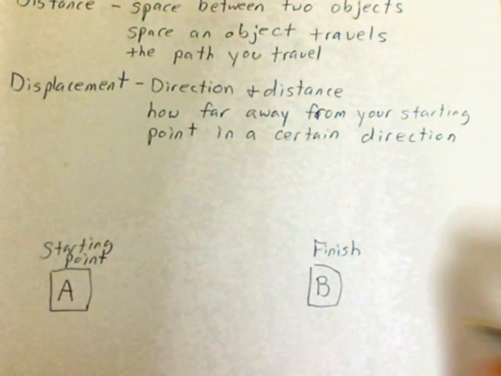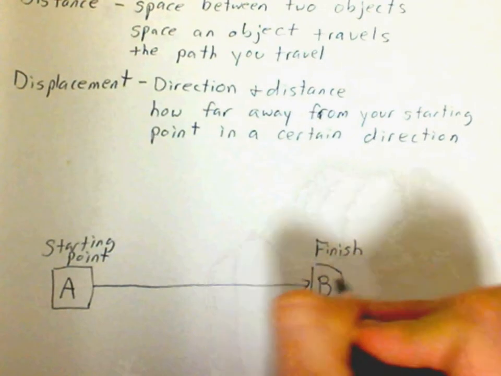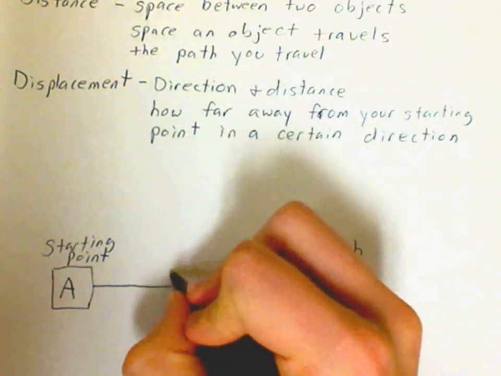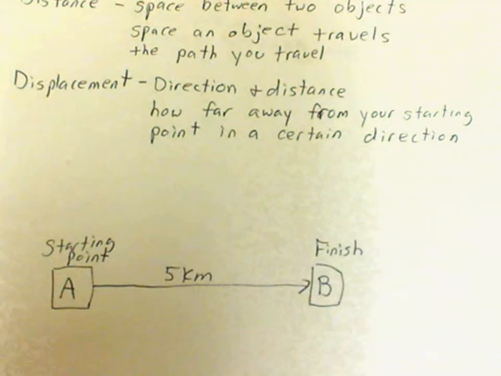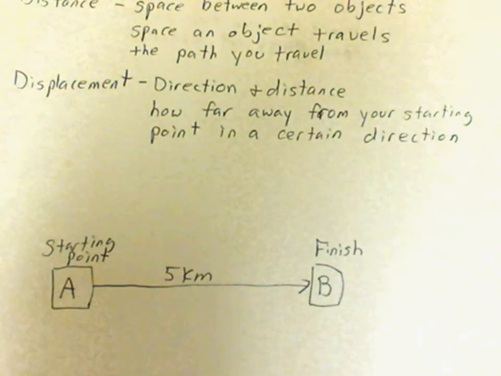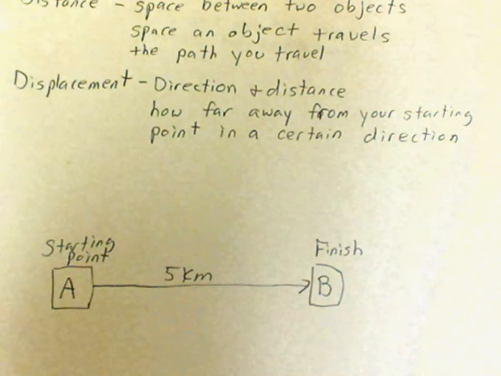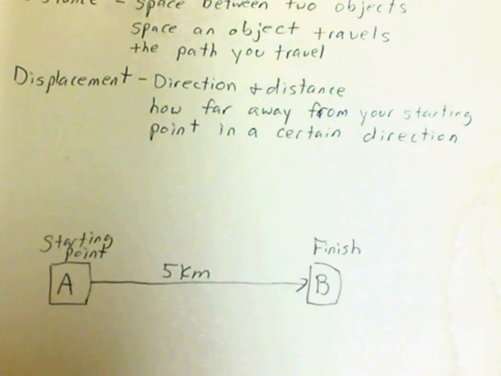Now, if you go from point A to point B, your distance can be, for this case, let's say 5 kilometers. We keep it 5 kilometers because we want to keep it in metric units, and 5 kilometers is about 3.2 miles, so it's a reasonable distance from your house to a friend's house, or from your house to school, or to the grocery store. All right, so your distance is 5 kilometers. That is your distance.